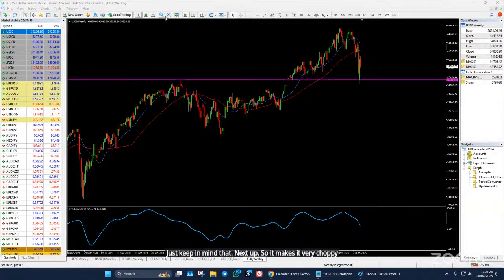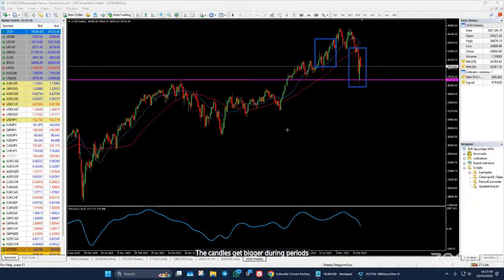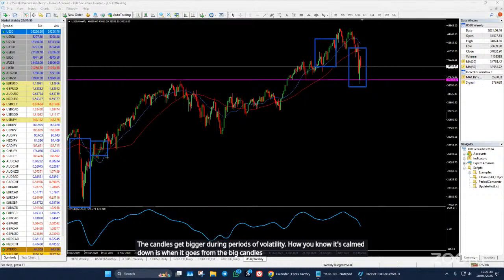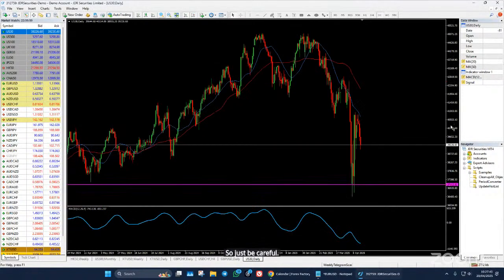The other big tip, look how small the candles are here. Look how big the candles are here. The candles get bigger during periods of volatility. How you know it's calmed down is when it goes from the big candles back to the small candles. Then you know it's calming down. So we don't have small candles. We're still big candles. We're under the 50-period moving average. So just be careful. Okay, super careful.